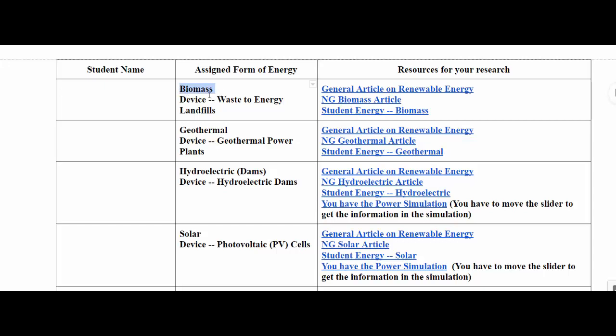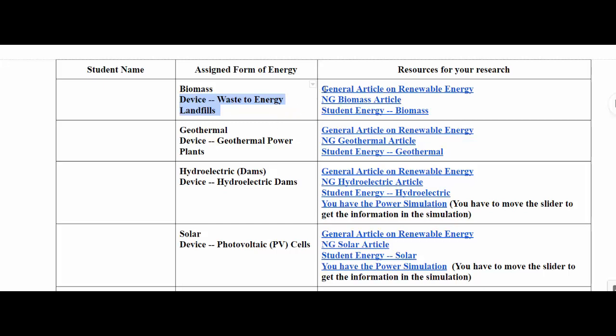So here it says biomass, and then you're also given a device. When we get down to the graphic organizer, this will make a little bit more sense, but with every form of energy, we're going to ask you guys to explain how energy, or how electricity specifically, is generated using the device that you see here.